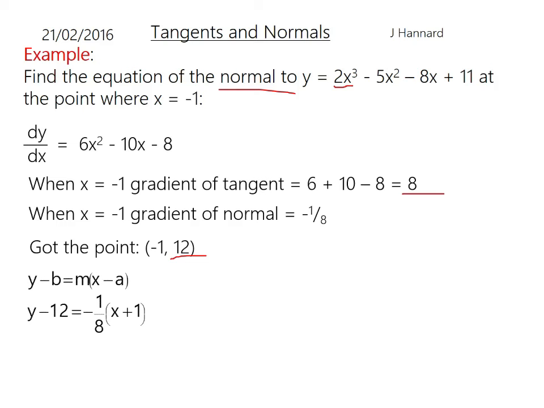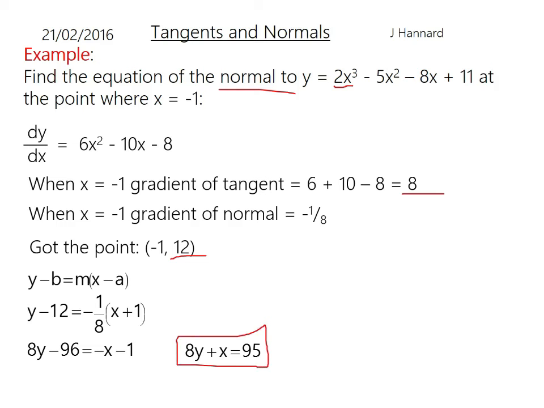And y minus b equals m(x minus a). Put in my numbers to get that. There I would times it by 8 to get rid of the fraction, to get that. Now take the x over to join and become positive, and take the 96 over the other side, and you'd get that. And that is the equation of the normal. You can write this in any form you want. If you want y on its own, if you want x on its own, whatever. The examiner will give you the mark.